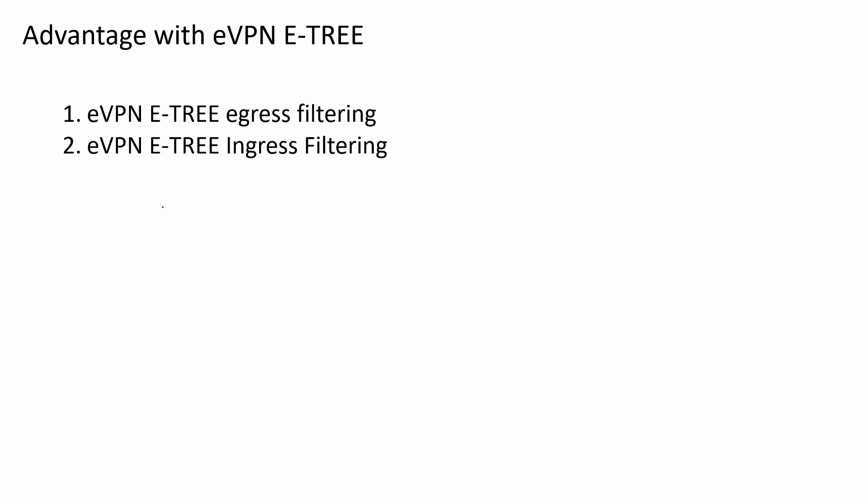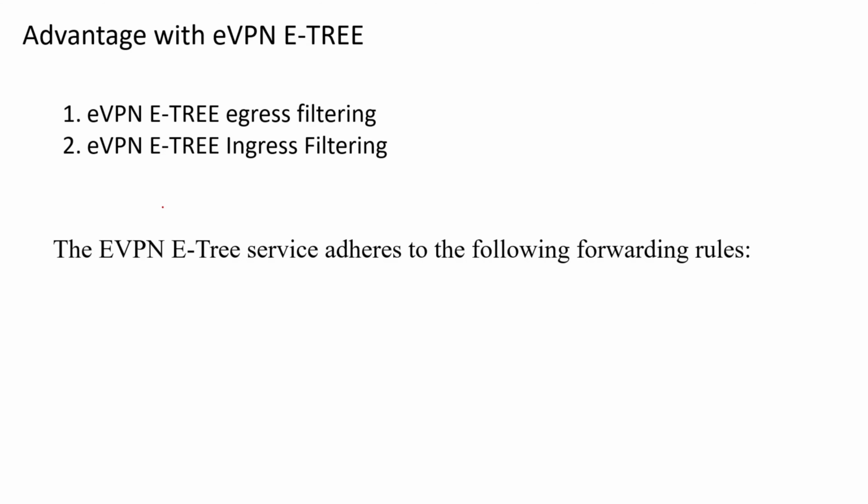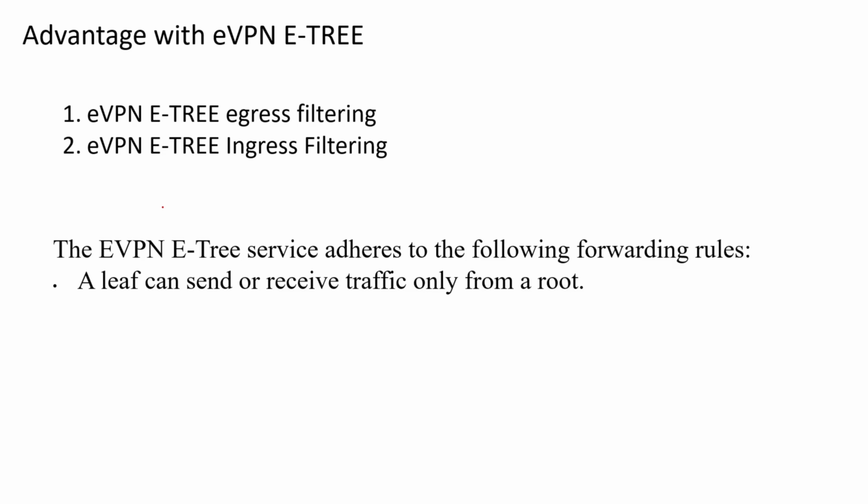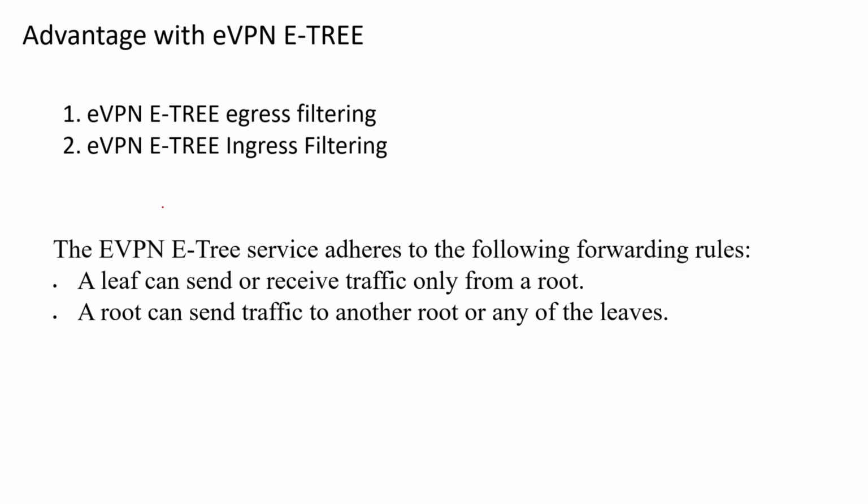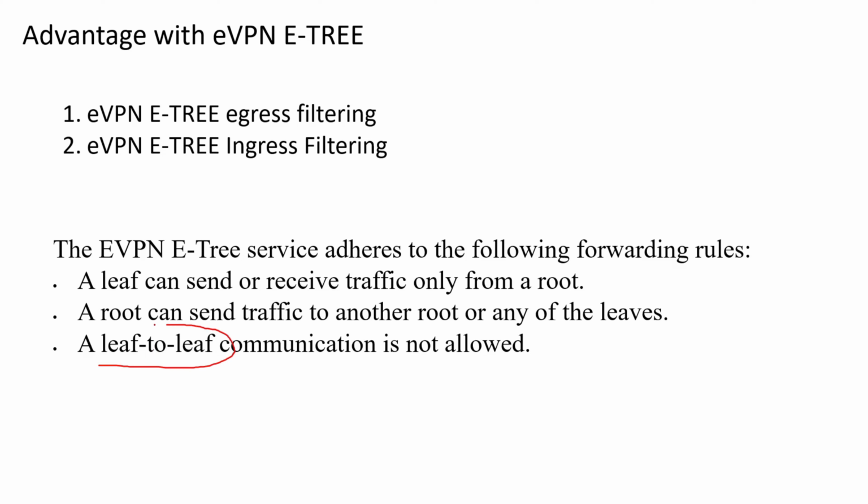And let's see how the communication happens between these devices. So leaf can send or receive traffic only from the root. Root can send traffic to root or any other leaves. And leaf to leaf communication is not allowed. So the only thing you should keep in mind is that leaf to leaf communication is not allowed, and the rest everything follows the normal way.